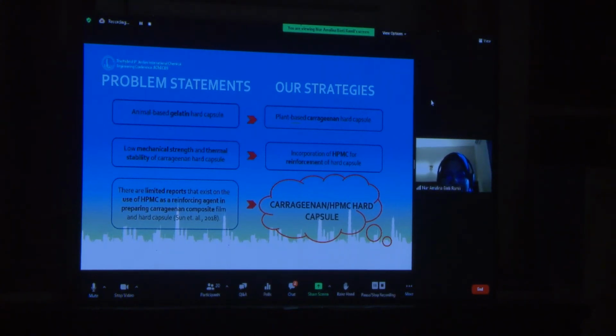Problem statement and what is our strategy. Traditionally, the majority of hard capsules produced in the pharmaceutical industry are made from animal-based gelatin, which has limiting constraints to those who are vegan and halal food consumers. Thus, our strategy is to develop a plant-based hard capsule made of carrageenan. However, carrageenan has a low mechanical strength and thermal stability, which constrains its application. So in this study, we incorporate HPMC to reinforce the hard capsule. As reported by Sun et al., there are limited reports about the use of HPMC in preparing carrageenan biocomposite for hard capsule application.